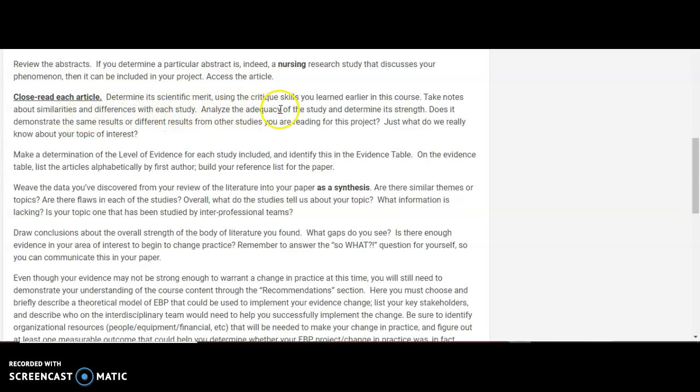You're going to analyze the adequacy of the study and determine its strength. Is it valid? Is it reliable? If it's qualitative, is it trustworthy? Does it demonstrate the same results or different results from other studies? What do you really know about your topic of interest after you read these articles?